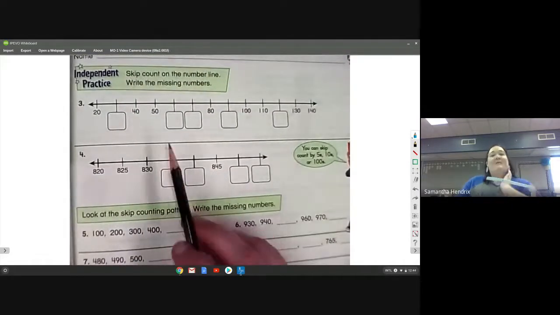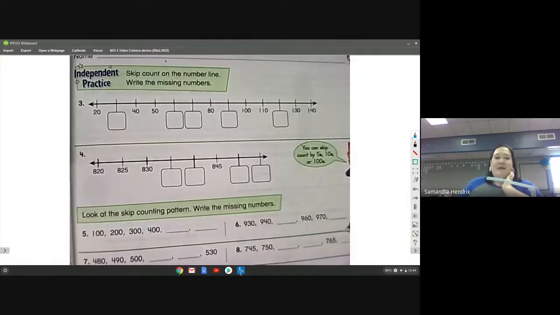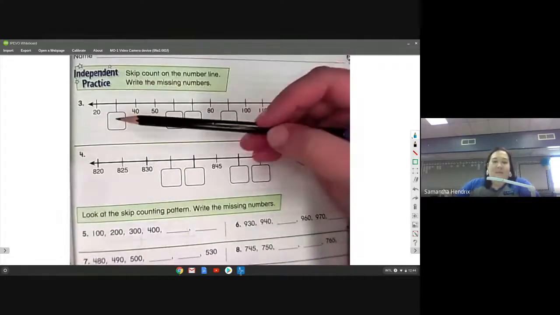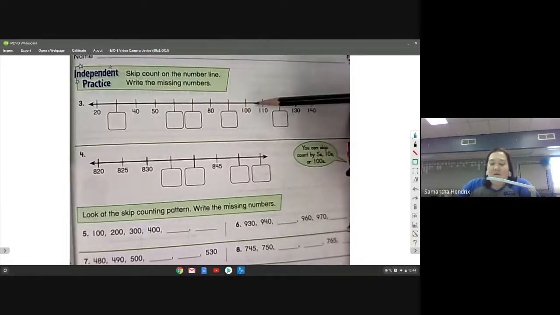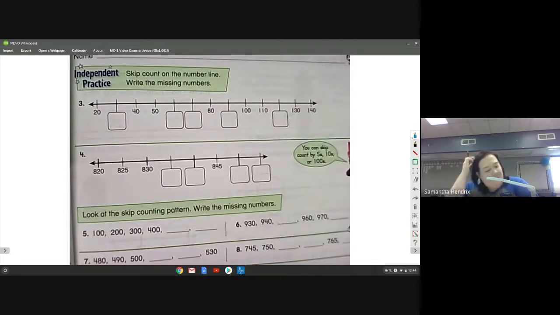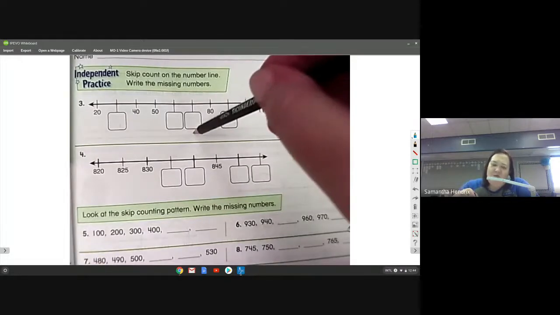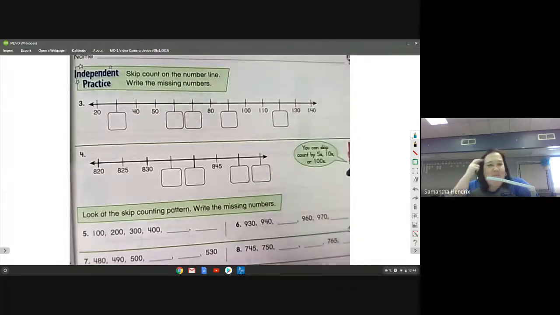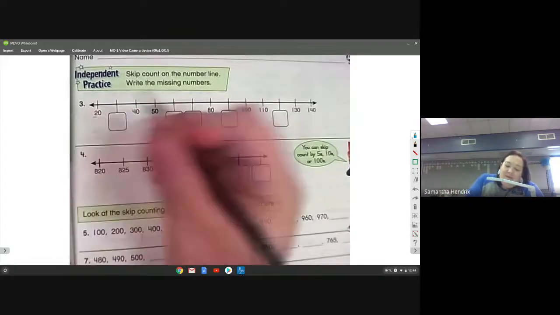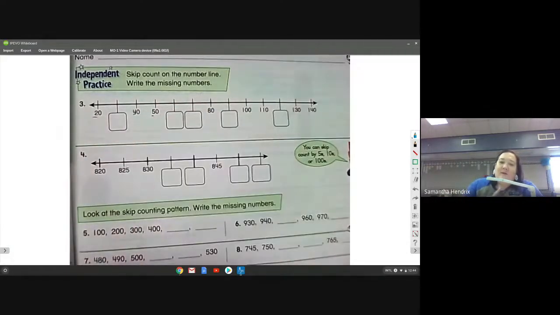Skip count on the number line, write the missing numbers. Okay, so we've got to find our pattern. So we have 20, blank, 40, 50, blank, blank, 80, blank, 100, 110, blank, 130, 140. Now this lesson is skip counting by fives, tens, or hundreds. Are we skip counting by fives? No, because our ones digit isn't going 0, 5, 0, 5. We're not going by hundreds. So what are we going by? We're doing tens. So that means our tens are going to increase by 1 every time.